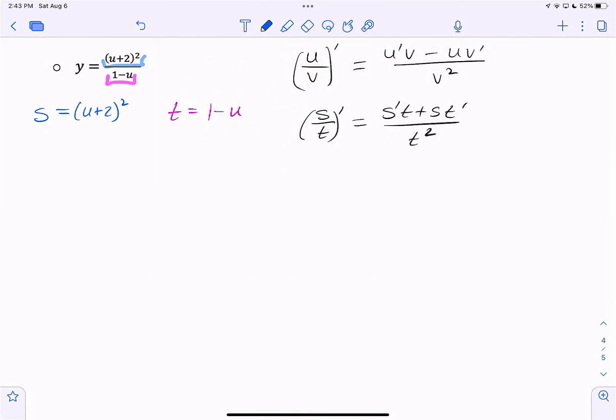For s, I'm going to help you out a little bit. S prime is equal to, we're going to use the power rule, 2 times the quantity of u plus 2. And then t prime is equal to negative 1.